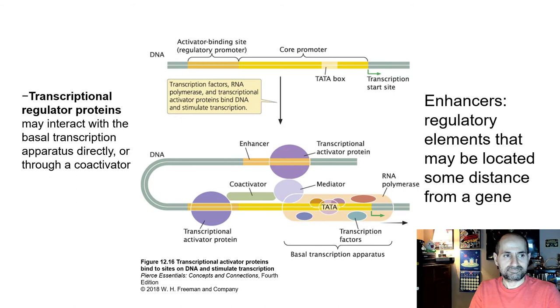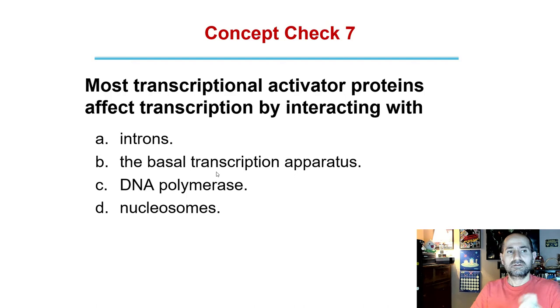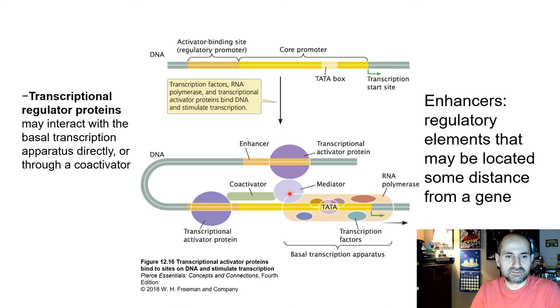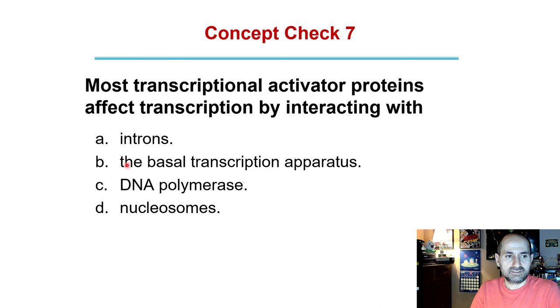Okay. So concept check number 7. Most transcriptional activator proteins affect transcription by interacting with what? What did the transcriptional regulator proteins interact with to improve gene expression? Did they interact with the introns? No. Did they interact with the basal transcription apparatus? Yes, to amp it up. It's like putting a turbo booster or a supercharger on your car, right? It ramps up the basal transcription apparatus. Okay, not the DNA polymerase, that's the enzyme that copies DNA into DNA, not the nucleosomes, it's B, the basal transcription apparatus.